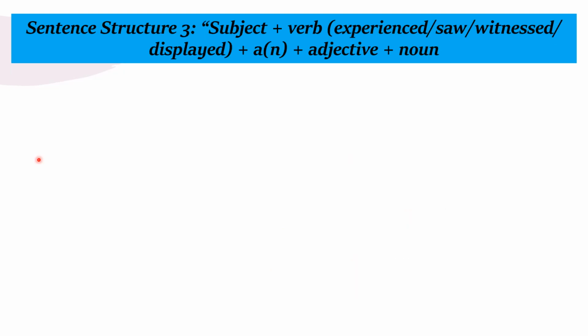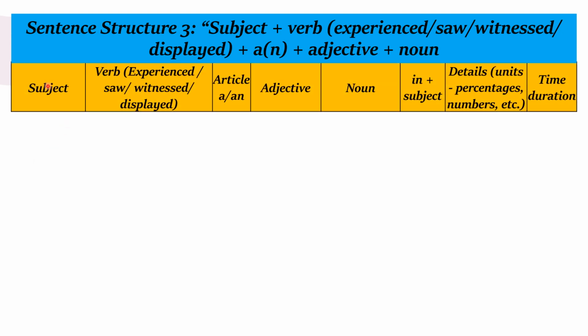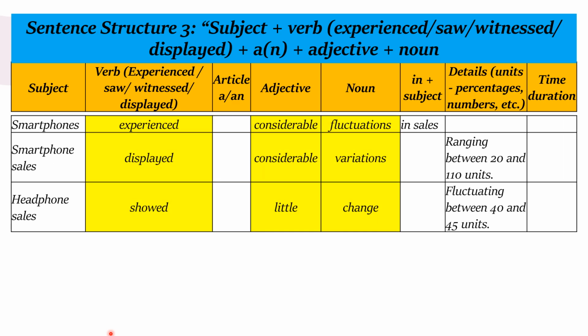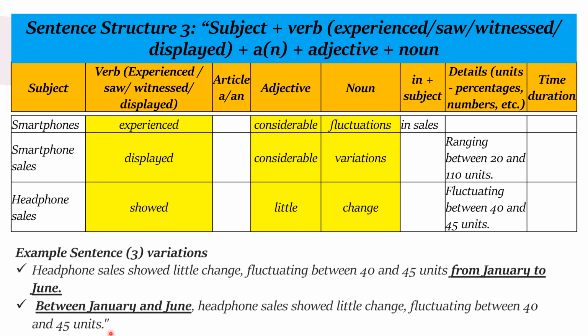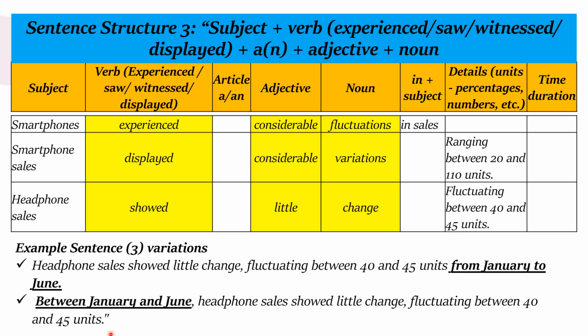Now let's take a closer look at the third sentence structure. Subject followed by a verb such as experienced, saw, or witnessed, plus an adjective and a noun. Here are 3 examples based on the model description of a line graph given on the previous slide. Read the sentences carefully. Now, we will see variations of the third example sentence on headphone sales. I advise you to pause the video and take a moment to read these sentences.